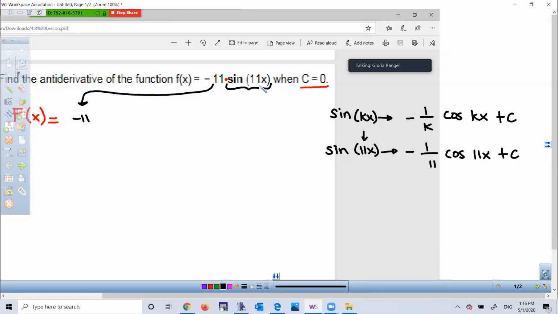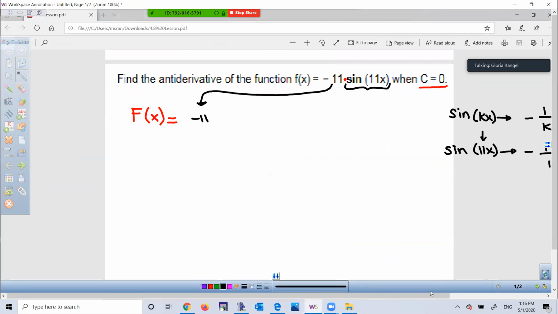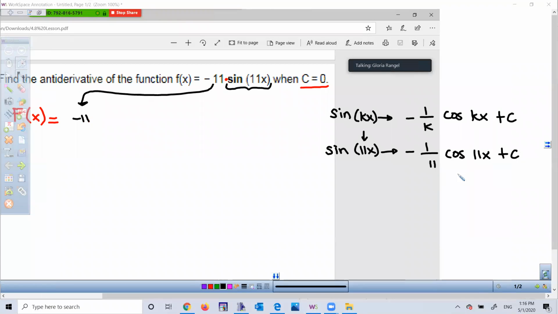Sine of whatever angle, look for it in the formulas, on one of the left-hand side columns, and identify what's the formula that goes with it. What is the formula for the antiderivative of that? Just plug in everything, specifically the k is the one that was playing an important role in this formula, and the sine changes to cosine. So now you see all this is the antiderivative of only this part.